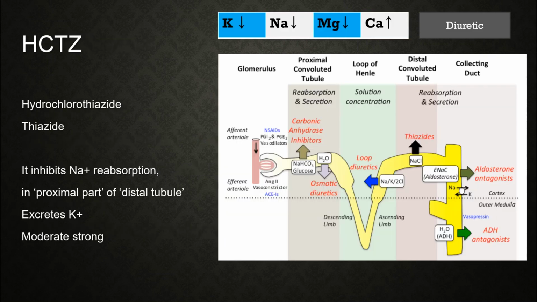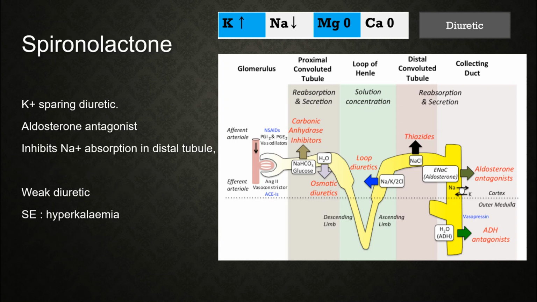Hydrochlorothiazide is a thiazide that inhibits natrium reabsorption in the proximal part of the distal tubule. It excretes kalium and it is moderately strong. Spironolactone is a kalium-sparing diuretic. It is an aldosterone antagonist which inhibits natrium absorption in the distal tubule. It is a weak diuretic and the side effect is hyperkalemia.